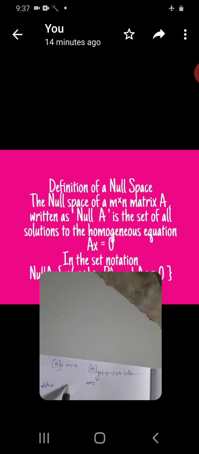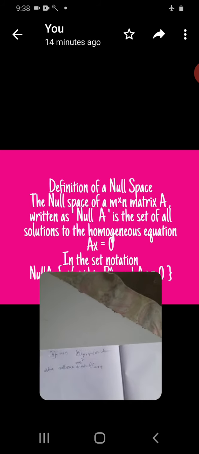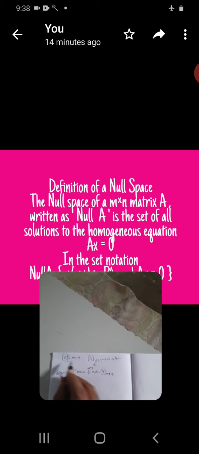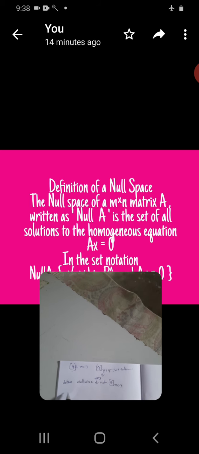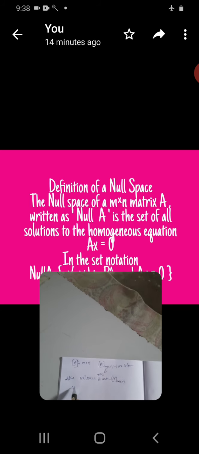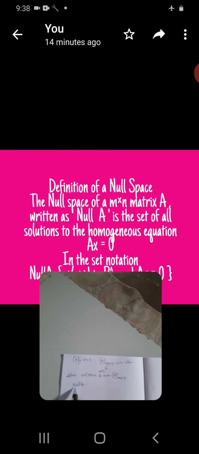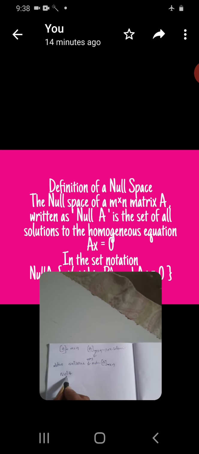Now define the null space of matrix A, an M by N matrix. The null space is written as null A. How to construct this null A?